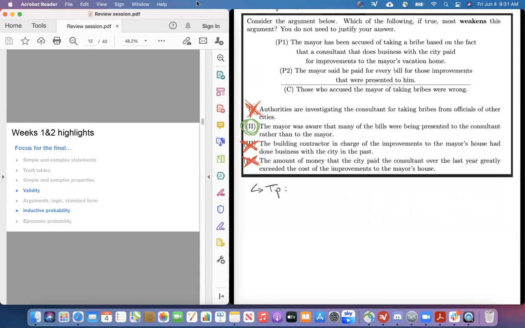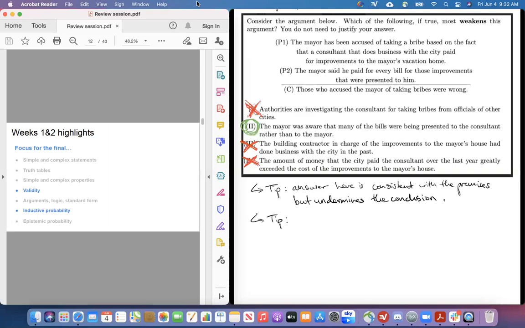So tip, the answer here, this is something worth looking for. It's consistent with the premises, but it undermines the conclusion. That's what we said when we were talking about why number 2 is right here. So that's something to look for. You're looking for an answer that's consistent with what's in the premises, but it leads to a different conclusion, or it undermines the one that's given there. So that's tip 1 when you're looking for an answer that weakens an argument.